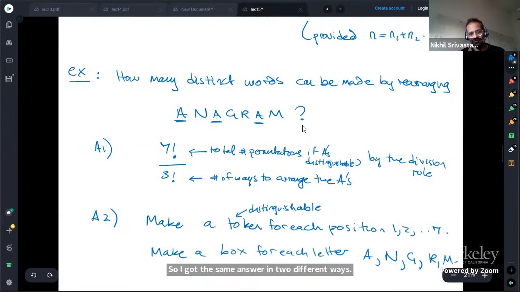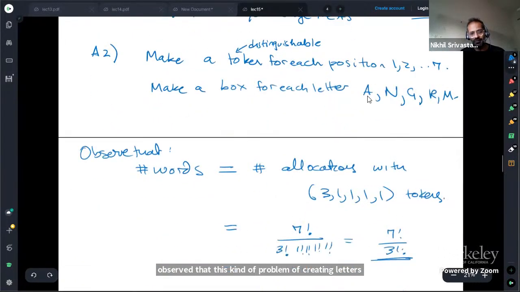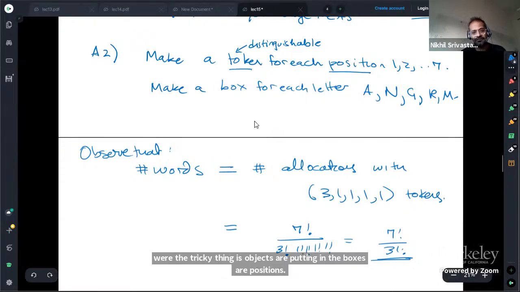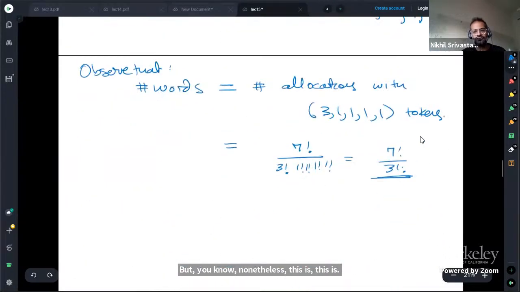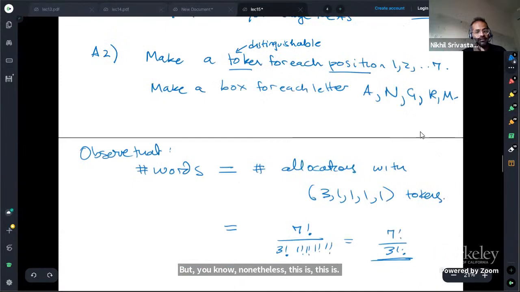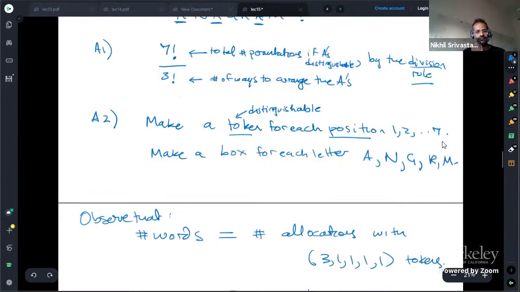So I got the same answer in 2 different ways. In one case, I used the division rule. In the other case, I observed that this kind of problem of creating letters is actually an assignment problem, where I can think of it as putting these. Well, the tricky thing is the objects you're putting in the boxes are positions. But nonetheless, a lot of these problems, the interesting part is how do you set it up as a problem about putting objects into boxes. Any comments or questions about this?